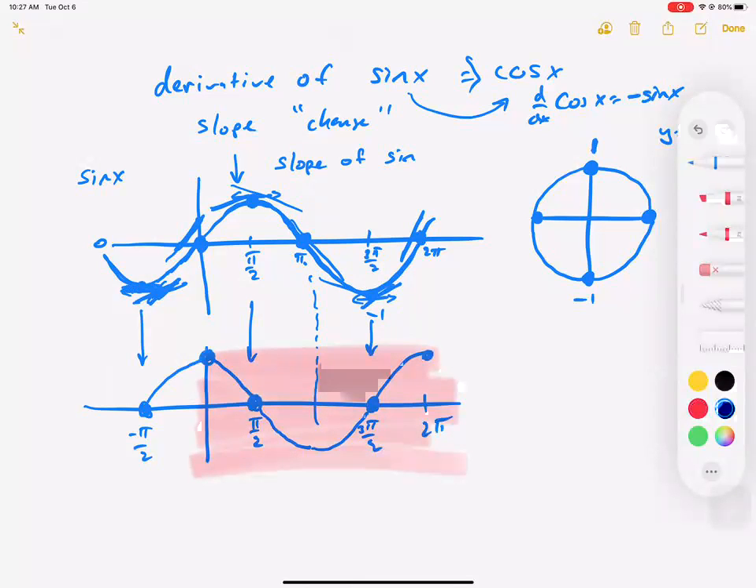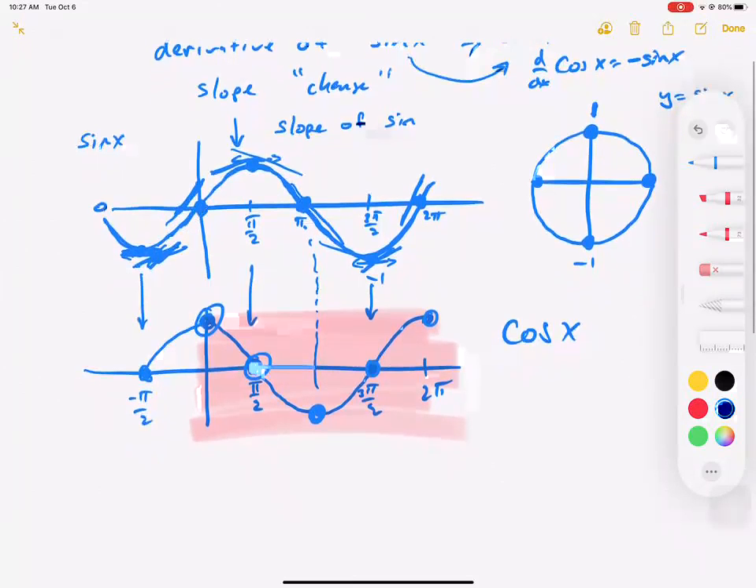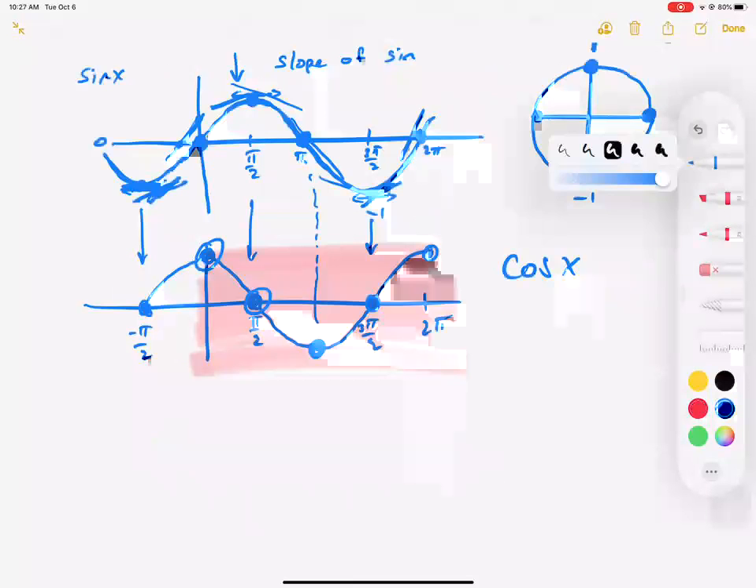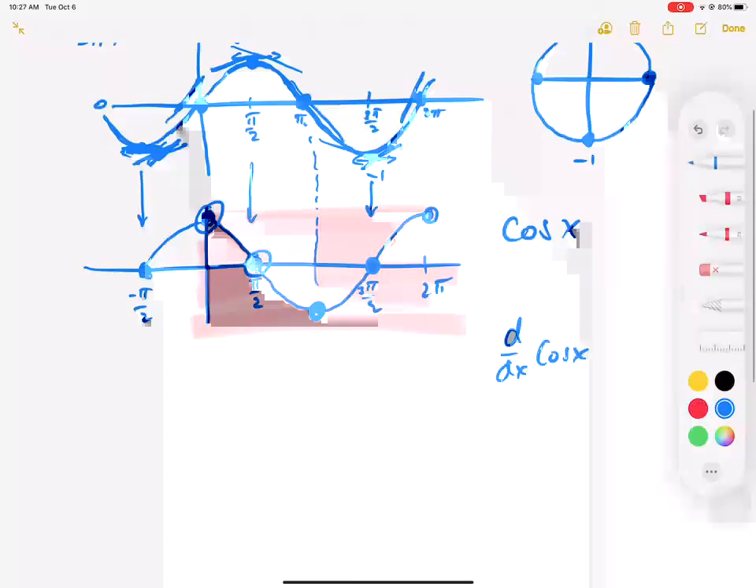If you remember 1, 0, negative 1, 0, 1, this is a cosine graph. The slope of a sine graph is really just the cosine graph. The cosine graph predicts all the changes for the sine graph. Okay, you guys hanging in there? So now we said, what is the derivative of cosine? What is the slope of cosine?